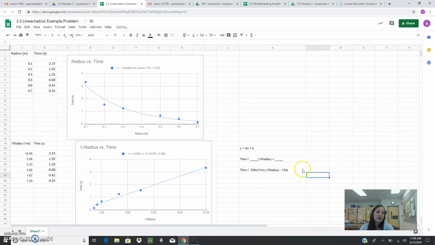And this is what I was ultimately going for, forming this mathematical model. That is always our goal, because now, no matter what numbers you would put in, you would be able to get an answer. So let's say I had given you a problem where the radius was 1 meter. You would be able to plug in 1 meter and tell me how long it would take to conduct that experiment. So that's kind of a quick tutorial on linearization and how to actually graph in Excel.